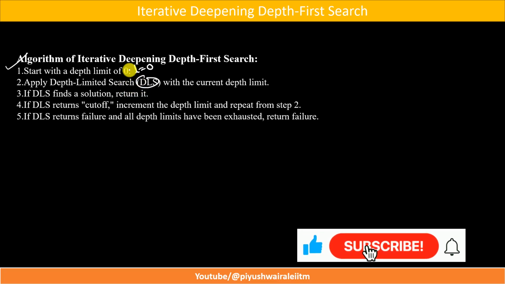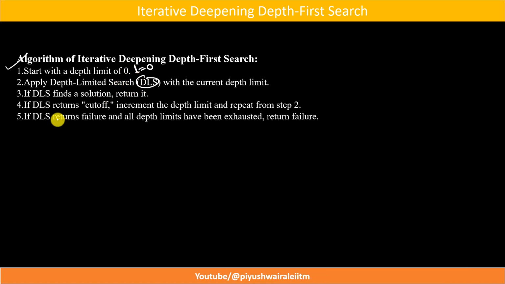If our goal state is present at this particular level, then we can simply return it. If DLS returns cutoff, meaning there is no goal state, then increment the depth limit and repeat from step 2. So it will increment the value of L to L equals 1 and follow the steps again. If DLS returns failure after all depth limits have been exhausted, then it will return failure. This is the algorithm we discussed in the previous slides.